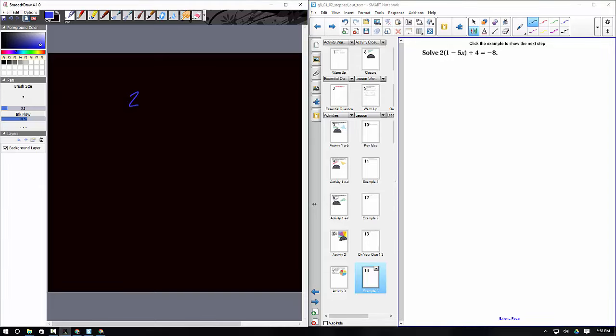So it says 2 times the quantity 1 minus 5x, plus 4 equals -8. I'm going to show you this because we have to do one more step that we haven't done yet. So we're going to first distribute. So I'm going to have 2 minus, and then 2 times -5 is -10x, and then plus 4 equals -8. Now the rest of this is just like we've been doing.